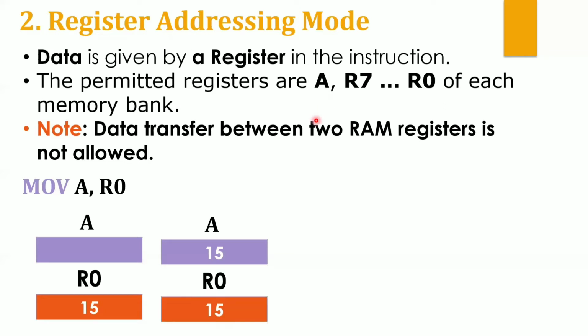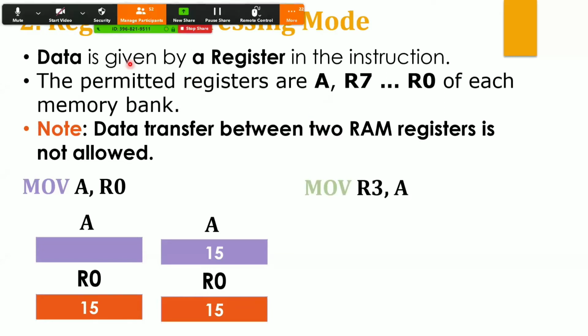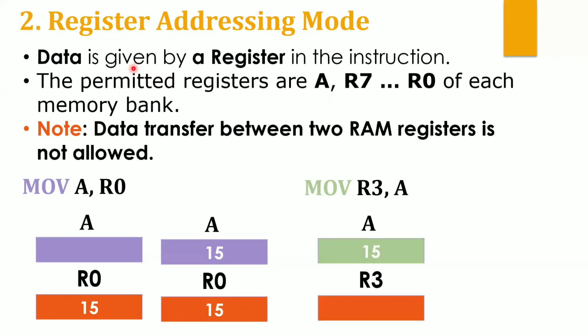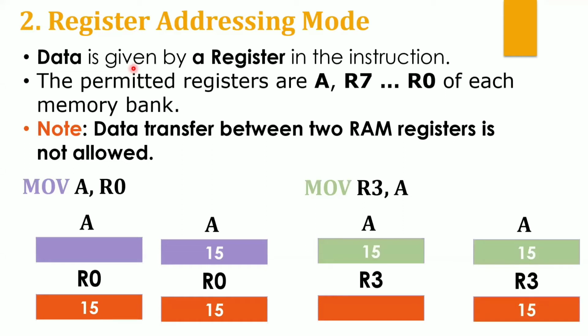Now we'll take another example: MOV R3, A. What is happening in MOV R3, A? I am copying the value of A to the R3 register. Now the A register contains the value 15 and R3 contains no data. After executing MOV R3, A, what will be the value of A? Still 15, because we are copying the data from A. And what about R3? 15, because we copied the data from the A register to R3.